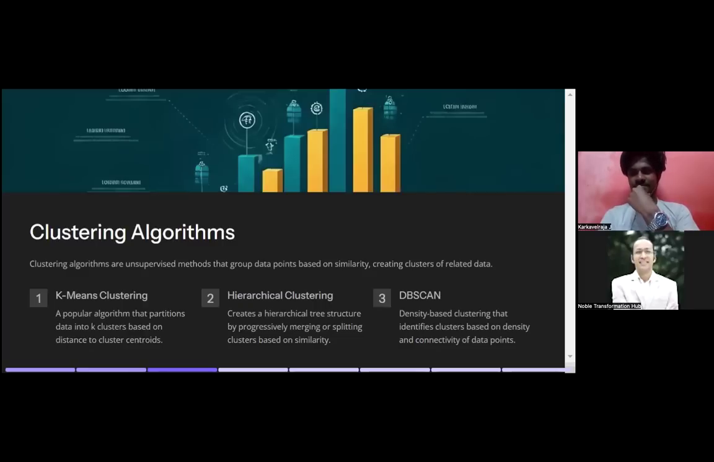What is the density? Is there more density? One cluster, lesser density, another cluster, random density, and other different forms of density clusters, so that we understand the data well, find the patterns, and give the insights. That's it. Let's move to the other section.